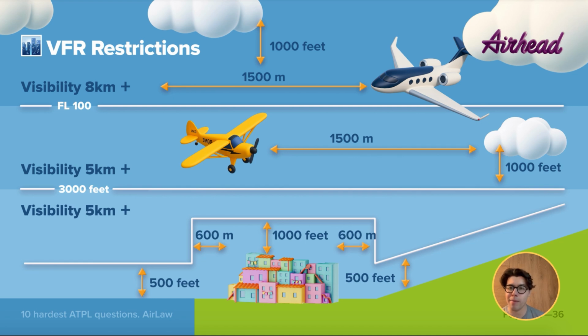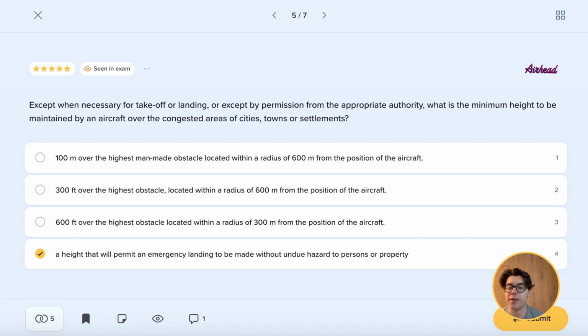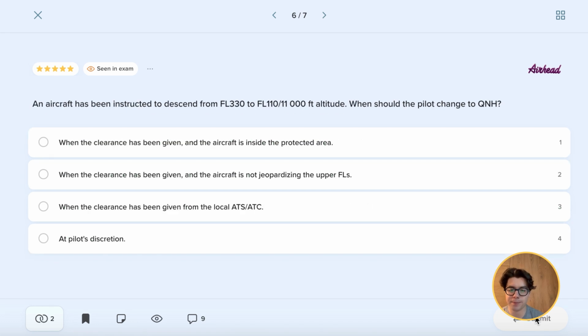Of course, you might remember already, you always need to be at least 1,000 feet above the highest obstacle within the range of 600 meters of a congested area. And if the area is unpopulated, meaning in most cases not a city, then 500 feet above the highest obstacle within that range will absolutely be okay. Also remember the visibility, which is required 5 kilometers, and above flight level 100, you're required to have 8 kilometers. And these are relevant for your VFR minimum altitudes. However, generally speaking, you need to have a safe height that will permit you to fly safely, especially during emergency.